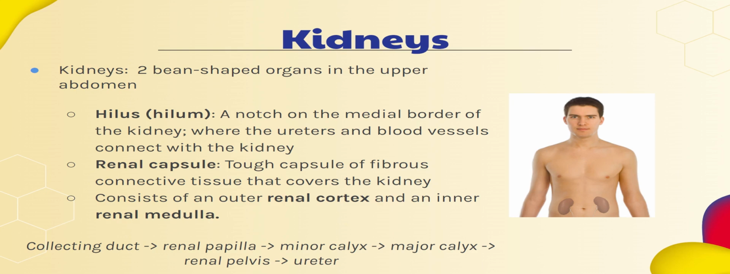Several minor calyxes unite to form a major calyx. The major calyxes join to form a large cavity, which is known as the renal pelvis. As urine is produced, it flows into the renal pelvis. From the renal pelvis, urine passes into the ureter.